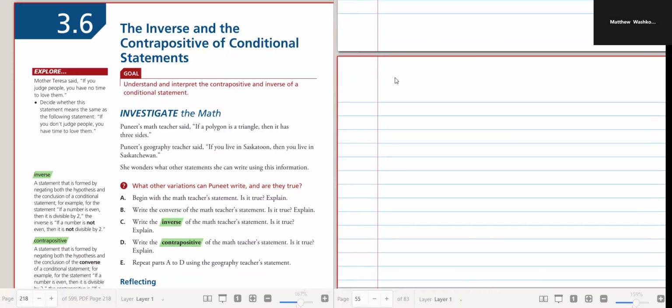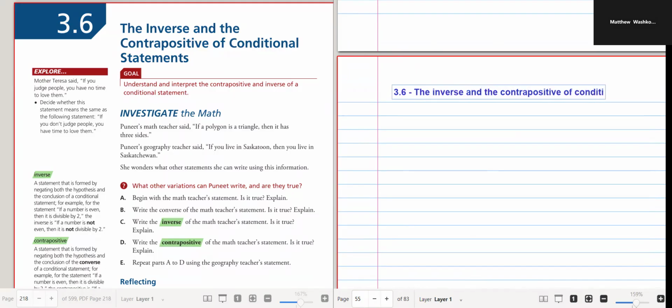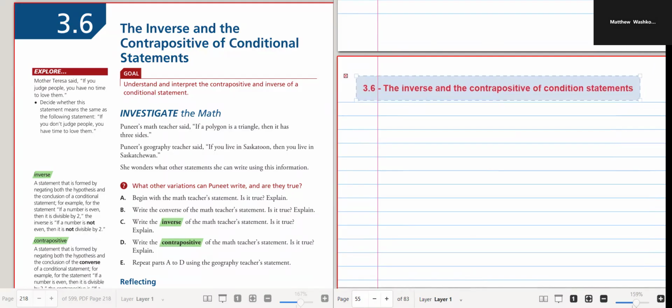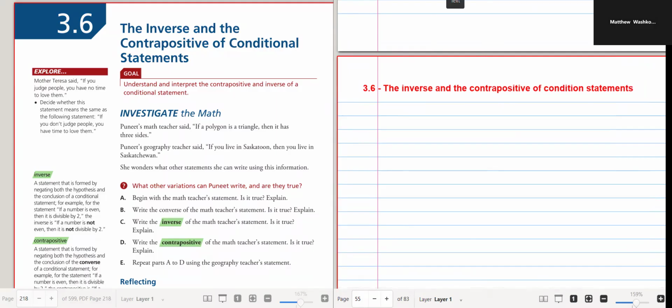Okay, folks. So last section here. So we are in section 3.6, which is the inverse and the contrapositive of conditional statements. What a title. Good Lord. All right. So this is where we are just going to add in just a few new concepts here.